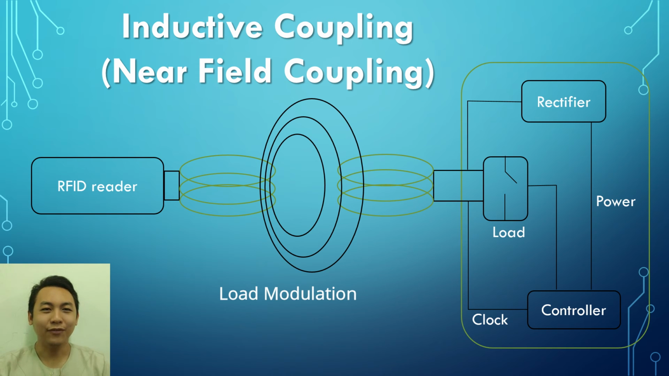Next, if we switch this load on and off according to the data that is stored inside the RFID tag, then that data can be read by the RFID reader in the form of voltage. By using load modulation, we are changing the voltage generated across the RFID reader coil. The result is that we are generating modulation on the carrier frequency. With this technique, the data is being sent back to the reader.